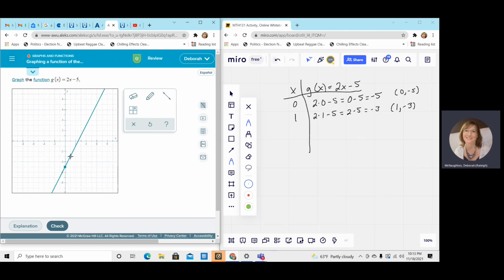Okay, and then again, I just connect them. So that's 3 different ways that you can plot on the graph and 2 different ways to solve the problem. One by using the slope and the y-intercept, and the other one by creating a table of values.